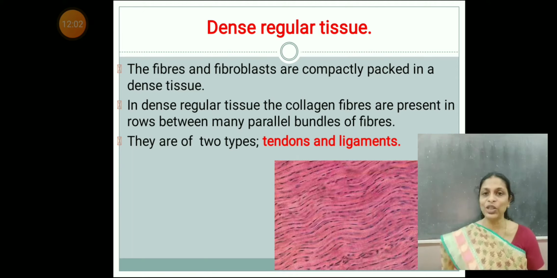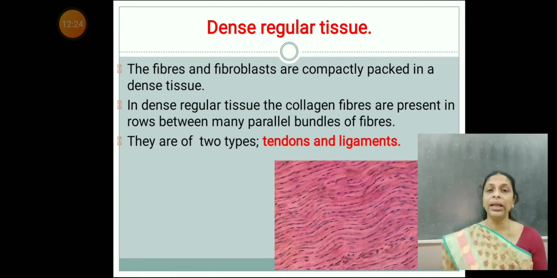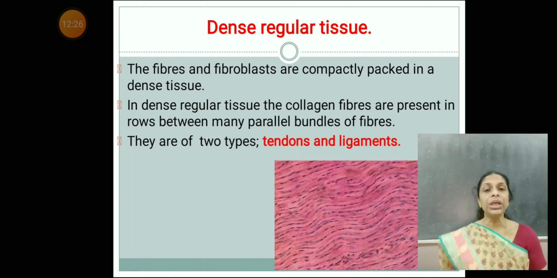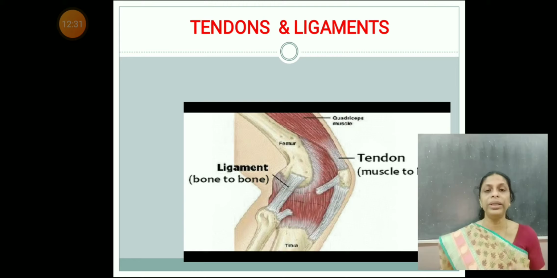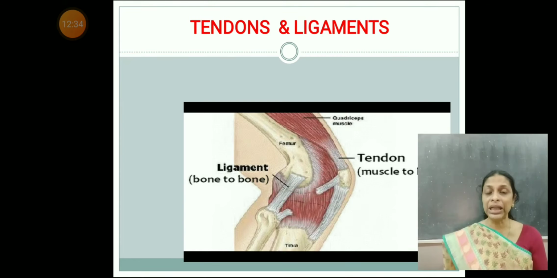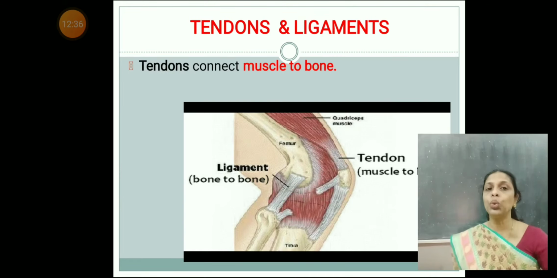I hope you have heard these two words, right? Tendons and ligaments. These are found connecting the bones or connecting bones to muscles, right? So the tendons and ligaments are the two types of dense regular tissue. Note that point. Dense regular tissue are of two types, tendons and ligaments. Now let us see what are tendons. Tendons are the connective tissue, dense regular connective tissue, which connect a muscle to a bone.